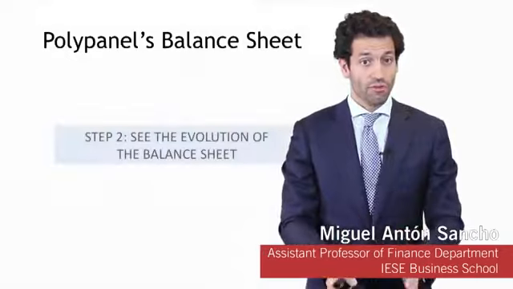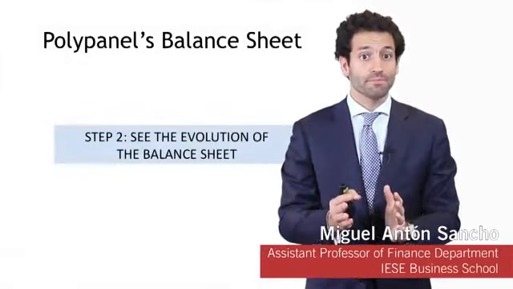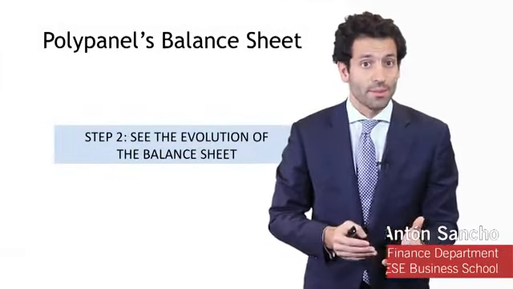Once we have this, and you know the structure of the balance sheet in one year, let's move on to the second step. The second step is just to look at the evolution over the years, to see what happened to the balance sheet over the last few years, to have an idea of the evolution and to start to infer what would happen in the future.